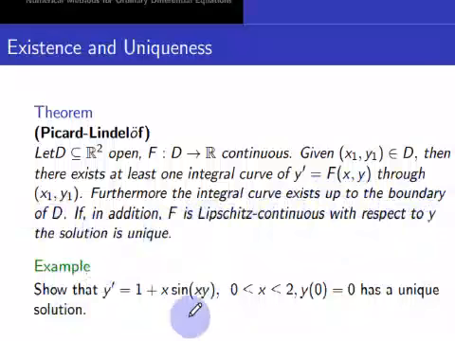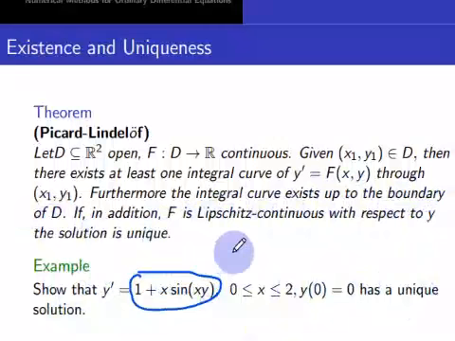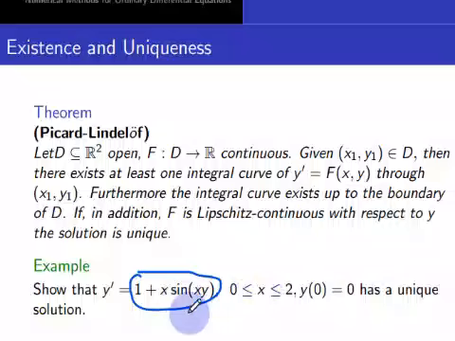So look at this. Show that this initial value problem has a unique solution. All you need to do is show this function is Lipschitz continuous with respect to the dependent variable y. The dependent variable is y. X is the independent variable, right? So show that this function is Lipschitz continuous with respect to y. Then you can say this system has a unique solution, right?